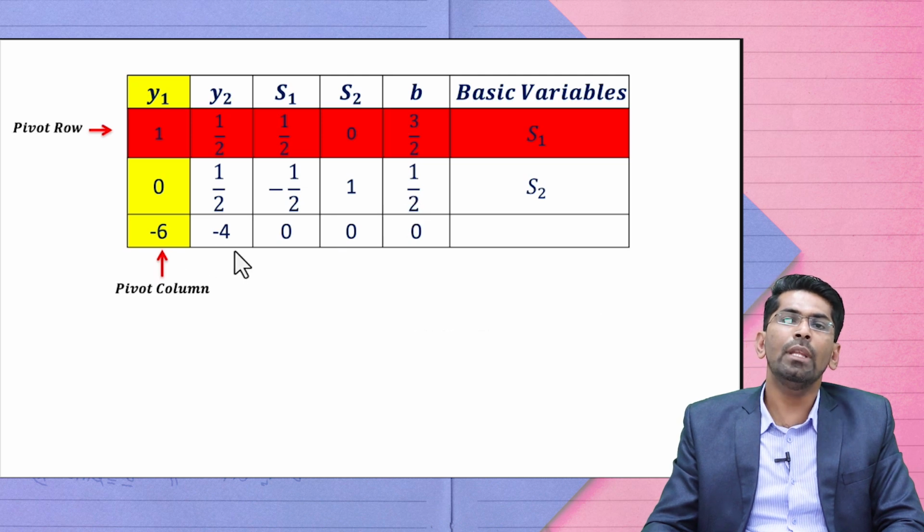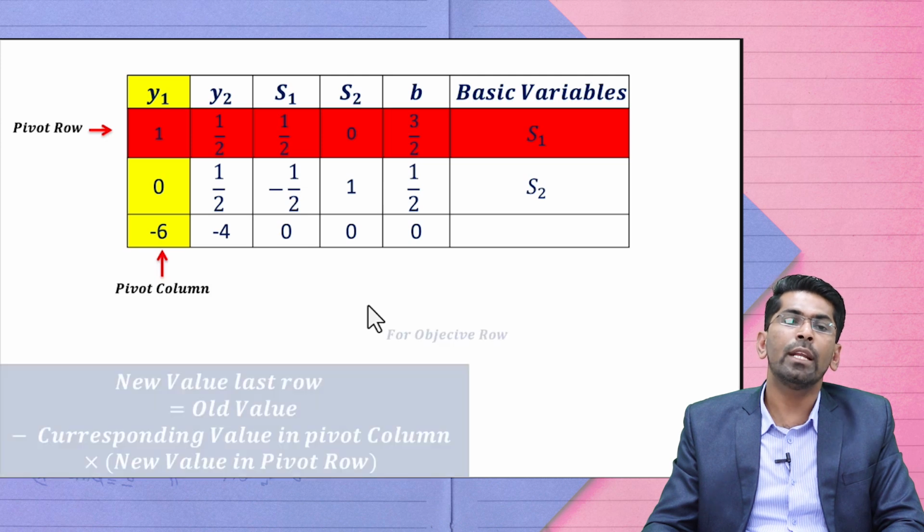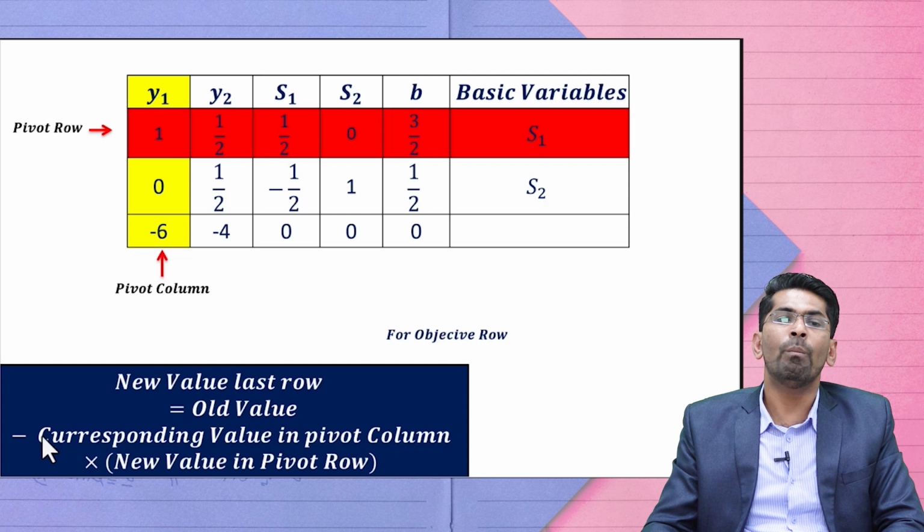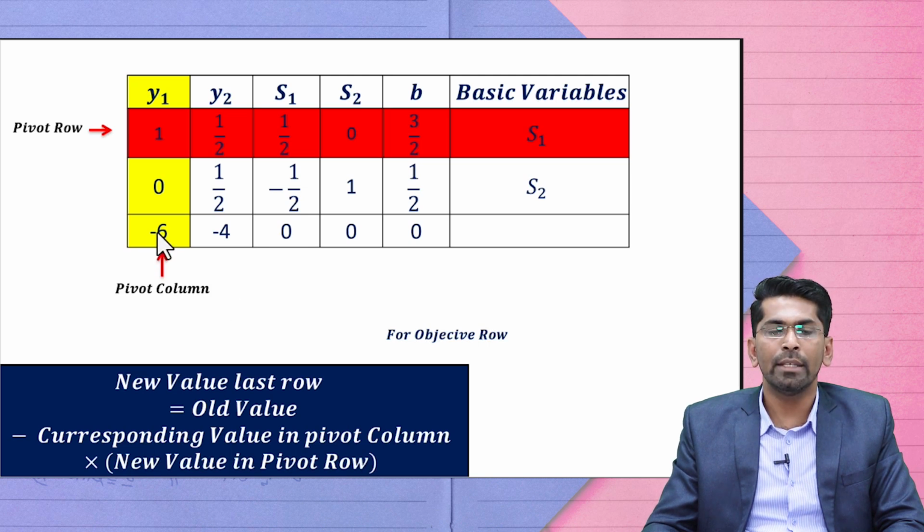Okay. Now we have the last row, that is the objective row. Again the values for the objective row we are going to replace by using new calculated values. For that we can use the formula: old value minus corresponding value in the pivot column into new value in the pivot row. So here the old value is minus 6, then minus the corresponding value in the pivot column, which is also minus 6, into the new value in the pivot row, which is equal to 1. So minus 6 minus minus 6 into 1 is equal to 0.